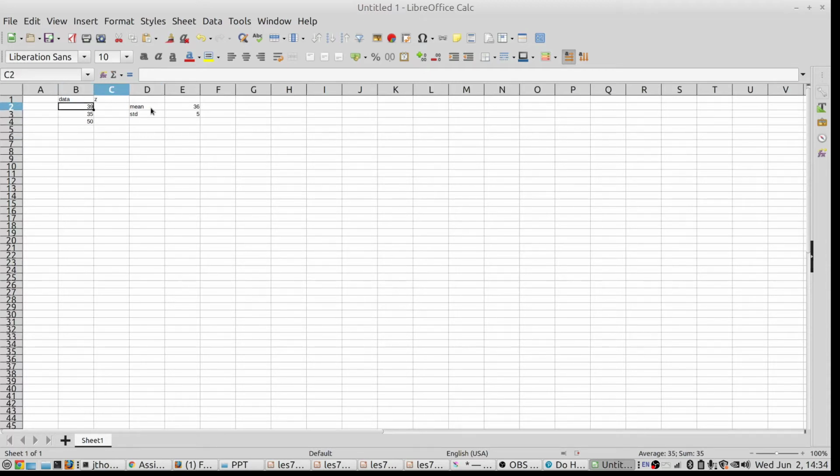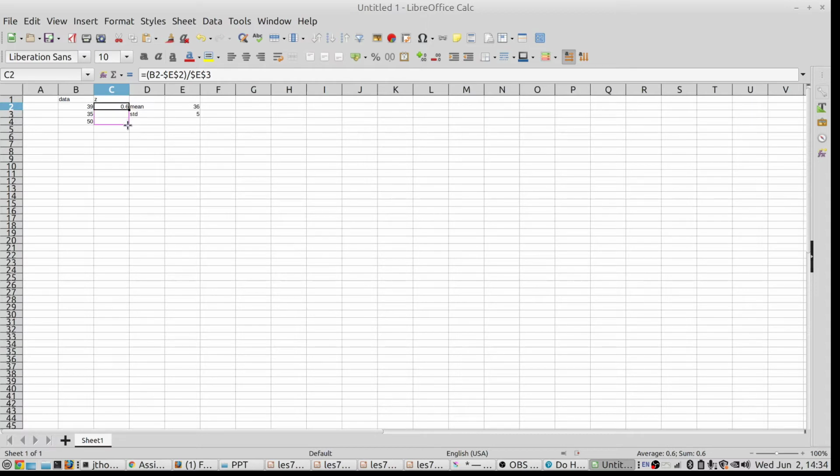And so to calculate the z-score, we remember it is the data point. So in this case, it's B2 minus, now I have to anchor the mean, so $E$2. Notice I put it in parentheses. And so that's the difference between my data point and the mean, divided by the standard deviation, which again is $E$3. And I have a z-score of 0.6.